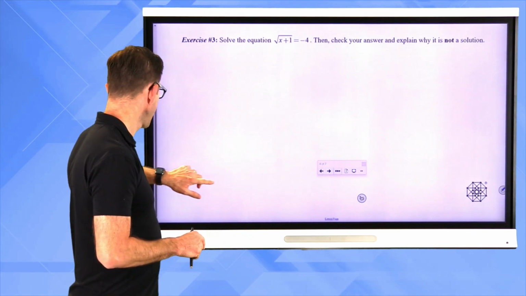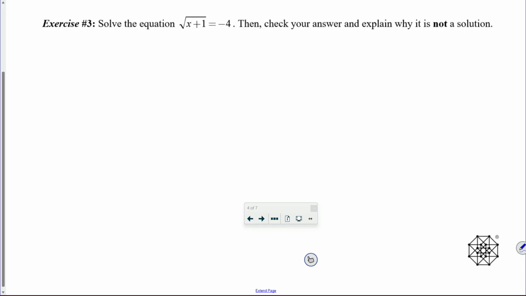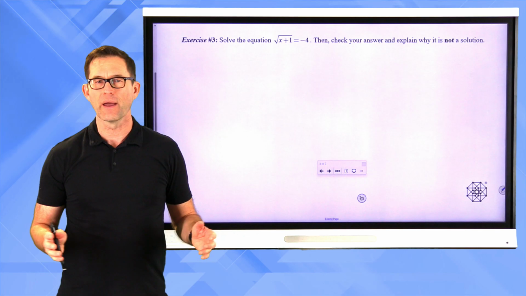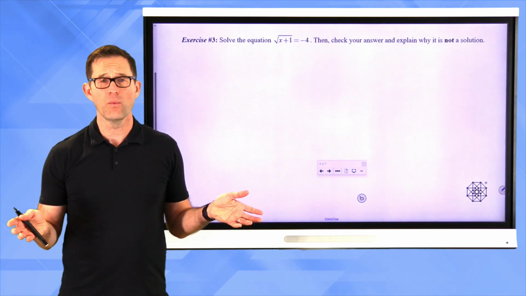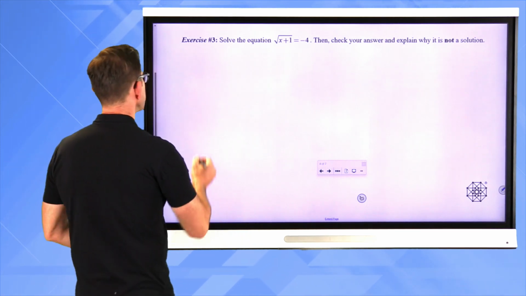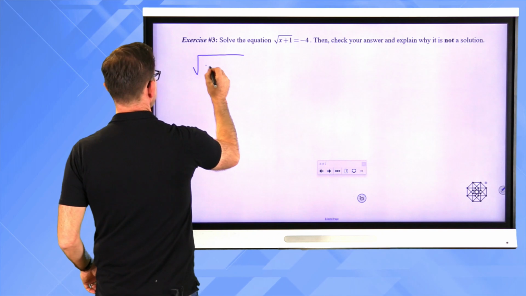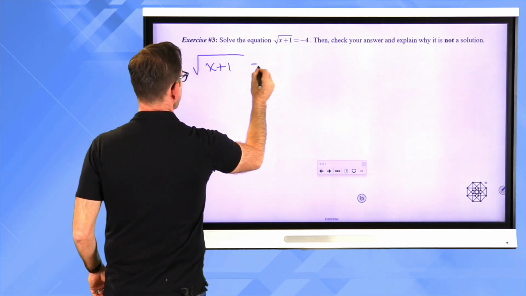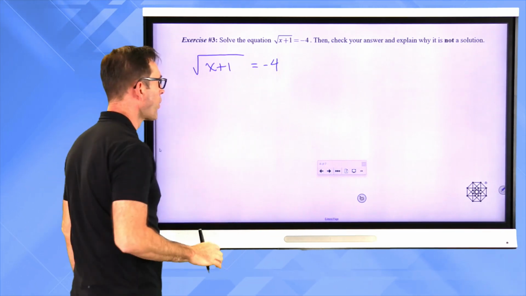So, exercise number 3. Solve the equation square root of x plus 1 equals -4. Then check your answer and explain why it is not a solution. All right, well, go ahead and do exactly what we just did. It's actually a relatively simple equation. Let me first maybe write it down so that we really kind of see it a little bit larger. Square root of x plus 1 is equal to -4.